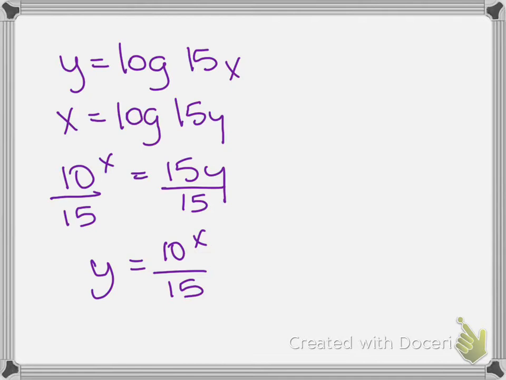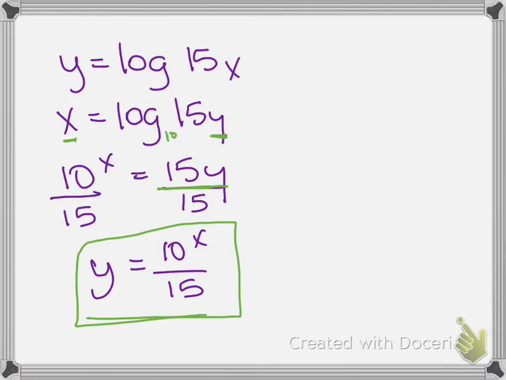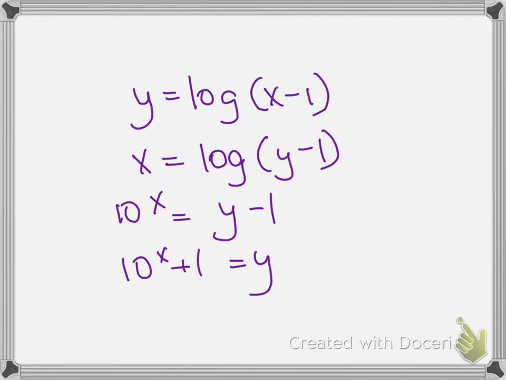So here, when we're writing them, what do we first do? We first swap, and then we solve for y. So we know that 10 to the x, because this is a common log, 10 to the x is equal to 15y. So we divide by 15, and we're left with y is equal to 10 to the x over 15. And again, here we swap the x and the y, just like we did in Chapter 6, and then we rewrite in terms of y.